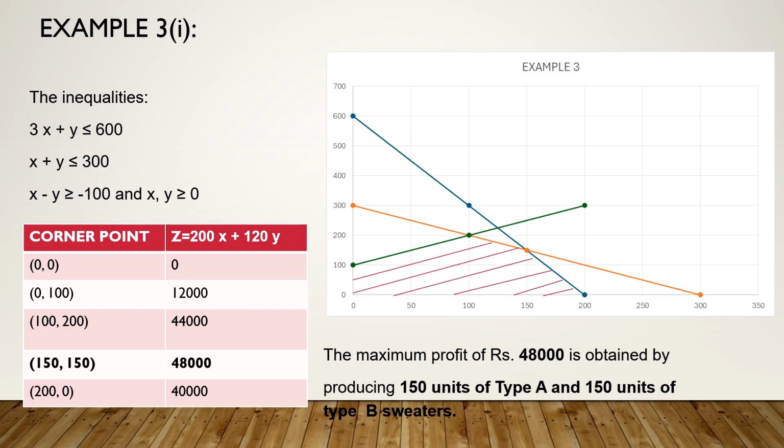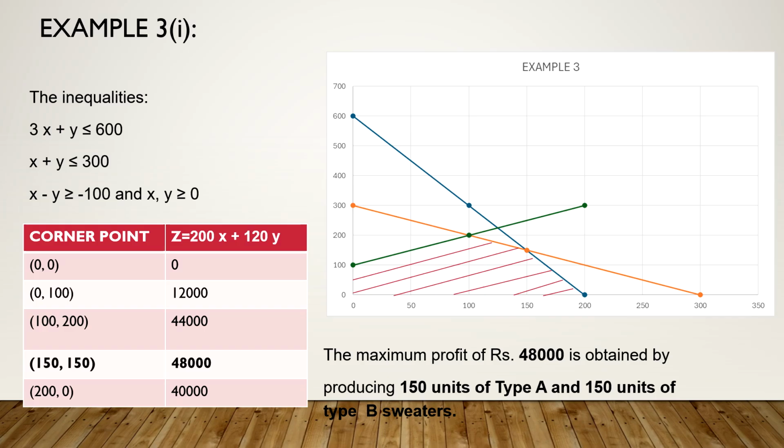Now for the third constraint, sometimes these type of constraints make it difficult to understand. I'll tell you a very simple trick for this. The third line is x minus y greater than or equal to minus 100. Now, if you want to decide on which side you have to consider the feasible region for this line, what you do is always you take your x and y as 0, 0. So, if I take x as 0, y 0, 0 minus 0 greater than or equal to minus 100. Is it true? Yes, 0 is always greater than or equal to minus 100.